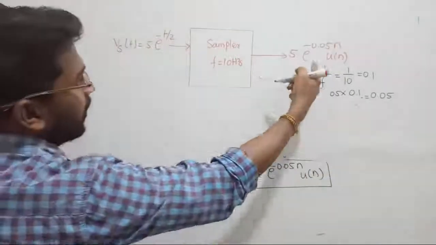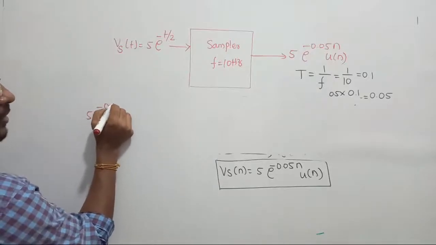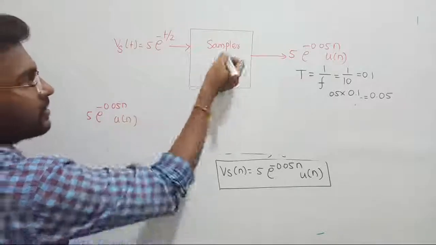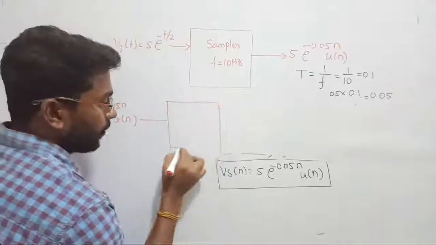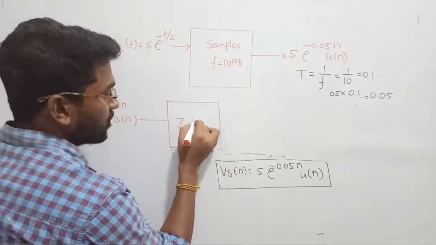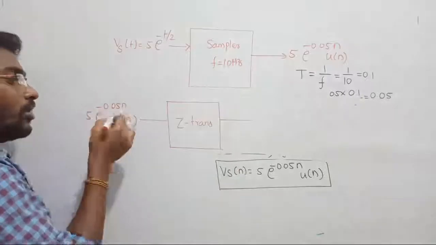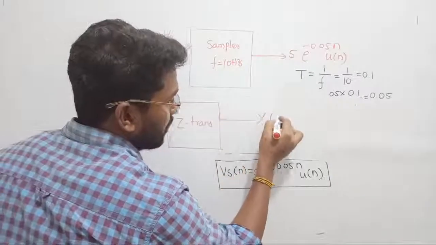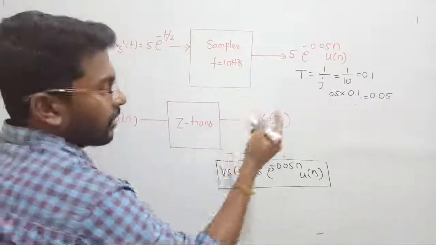Fine. Finally, happily you can pass it through the sampler now. That is 5 into e power minus 0.05 times of n into u of n. That is the output of the sampler. Now through what are you going to pass this? Through the Z transformation. What does that mean? Z transformation is a system. What are we going to do here? If you have any signal in the n domain, that domain value will be transformed into the Z domain. That's all. The Z transformation converts the signal in the time domain into the Z domain.